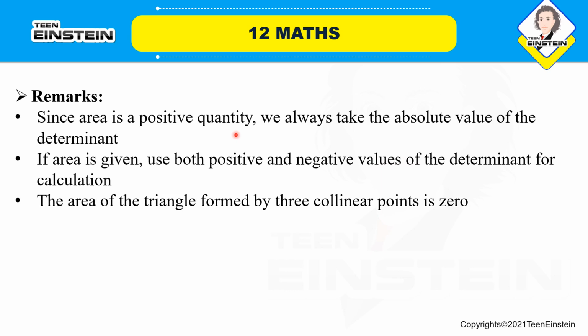When we find the area, if you are getting a positive value, then there is no problem. That means when you expand the determinant, you will get both positive and negative values. Suppose you are getting a positive quantity, then there is no problem. Suppose you are getting a negative value, then you have to take the absolute value of the determinant. What do you mean by absolute value? Absolute value means modulus value.